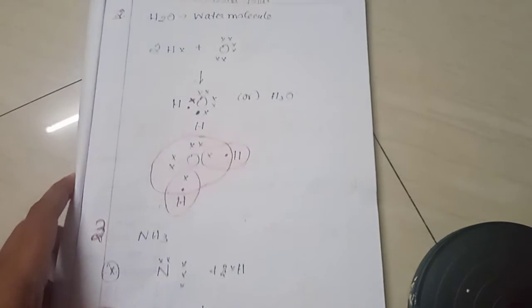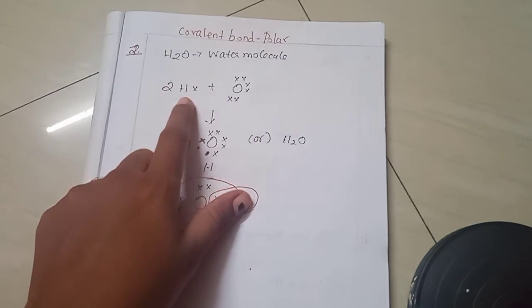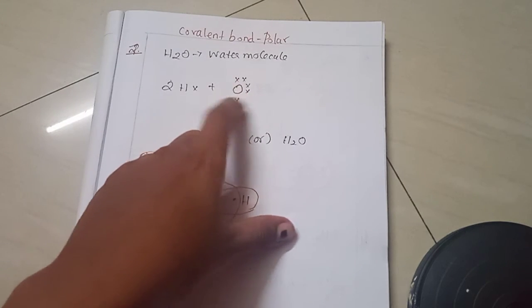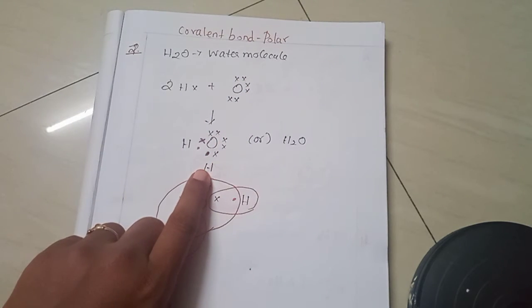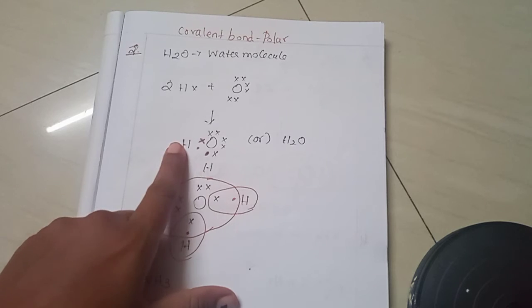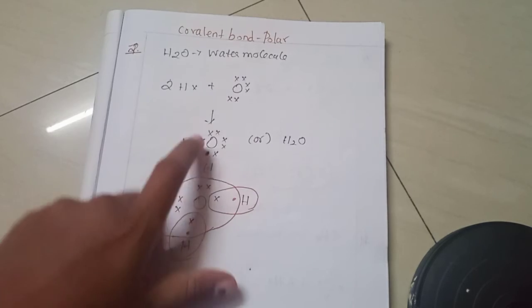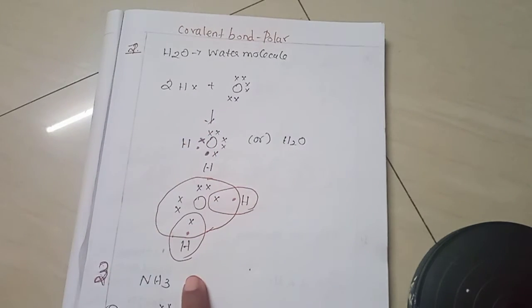Now we are going to see the examples of polar covalent bond. See, water molecule. 2 atoms of hydrogen are needed and 1 atom of oxygen has 6 electrons in its outermost shell. So this hydrogen electron is here, this hydrogen electron is here, and the remaining 6 electrons. Hence it will form a bond like this.